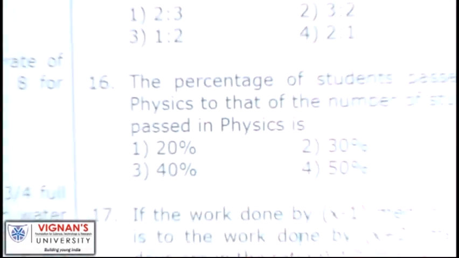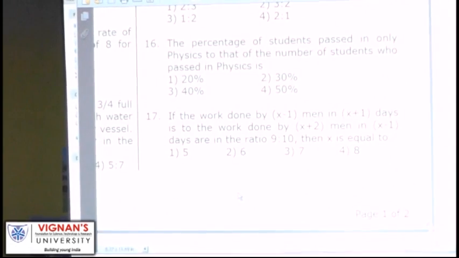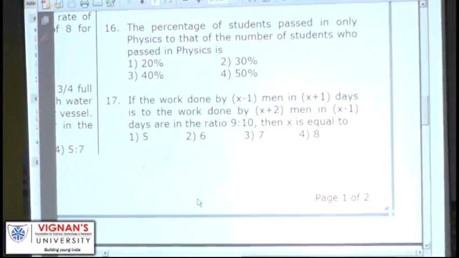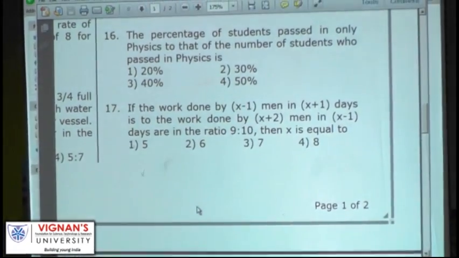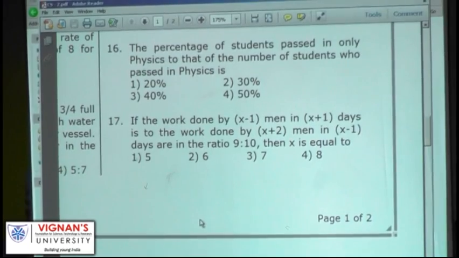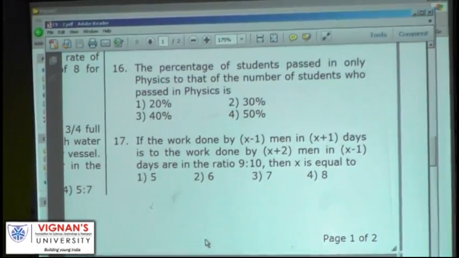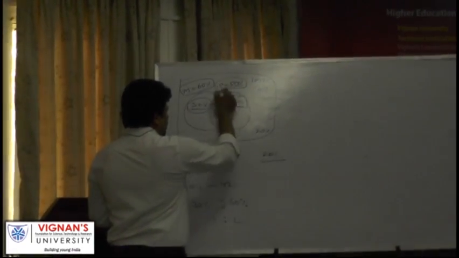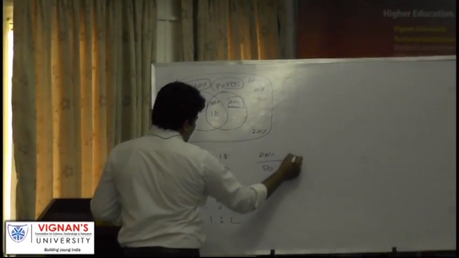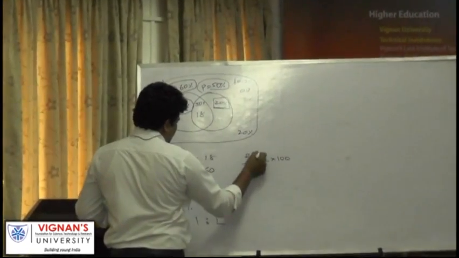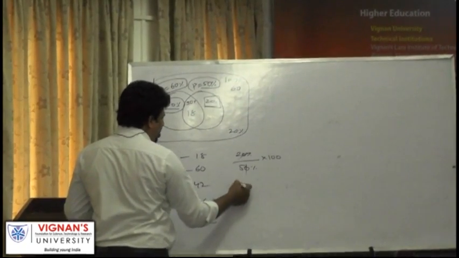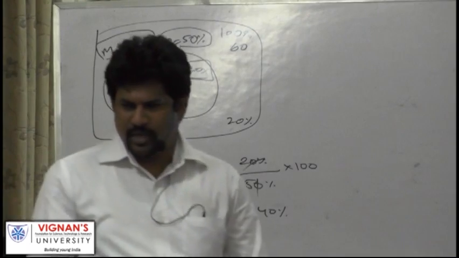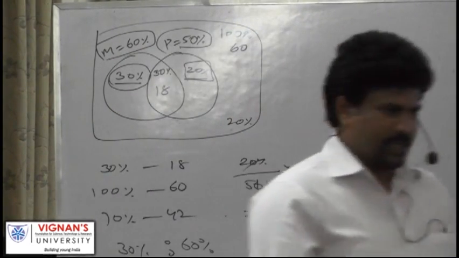Now 16th one, the percentage of students who passed in only physics to that of the students who passed in physics. Percentage passed in only physics. Only physics, how many passed? 20 out of 50, into 100. This is 2/5. 2/5 is 40%, because 1/5 is 20%.